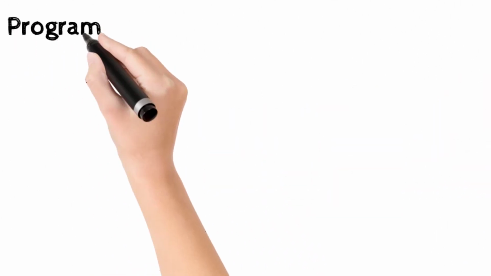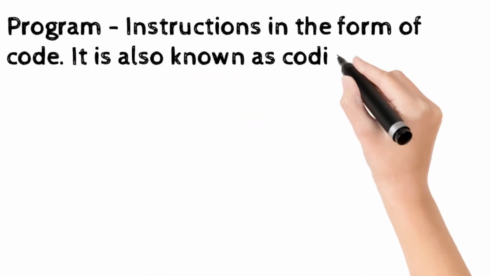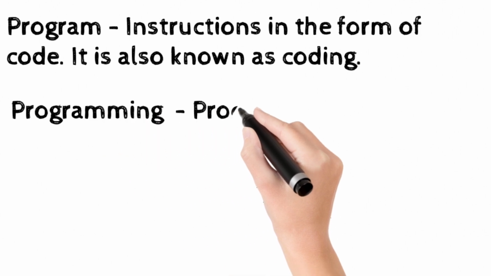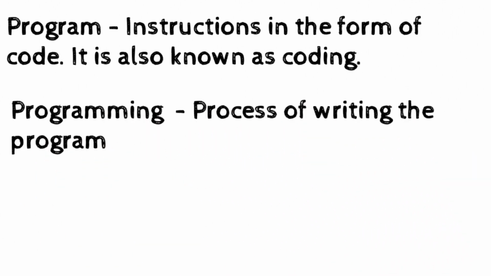Now, what is a program? A program is instructions. A program is instructions in the form of code, and hence it is also known as coding. Coding or programming, we say, is the process of writing the program.